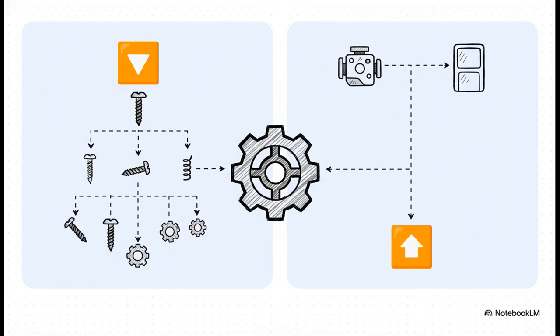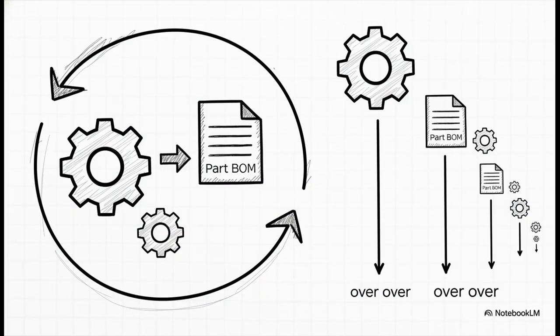Just think about it. If you find a defect in a single tiny screw, a where used search can instantly show you every product in your entire portfolio that needs to be fixed. That is a total game changer. And it gets even better.